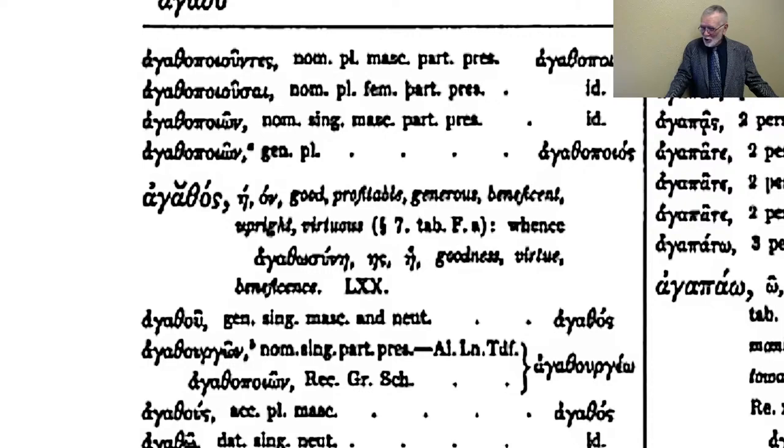Neuter. Okay. But then look at this. I'm going to soon, and I can't see it from here. Where are you? Agathu. I can't see, it's too fuzzy. I can't make it out from here. Okay, it's right here. Well, now this one is easier for me to see. Okay. Agathu.